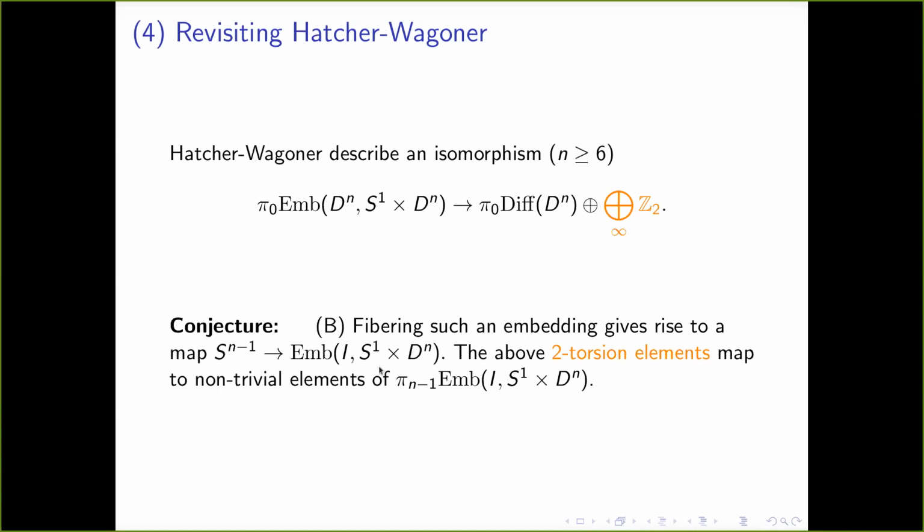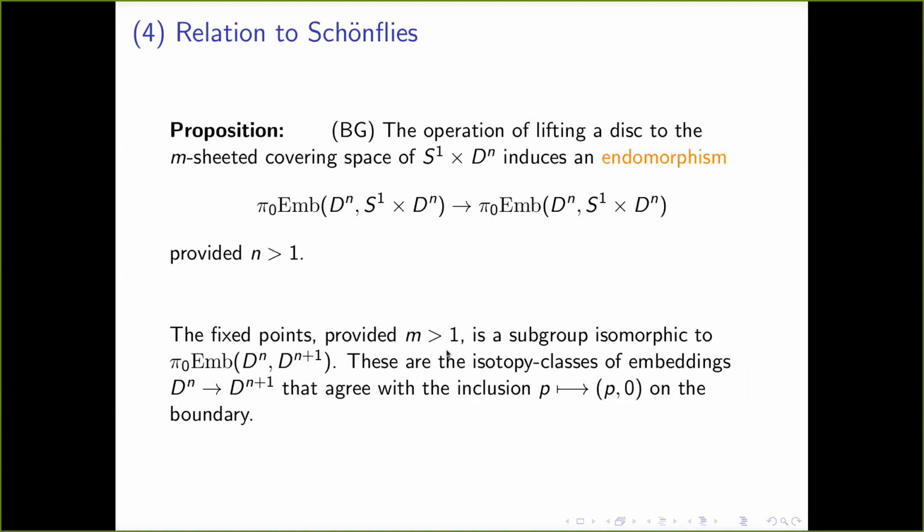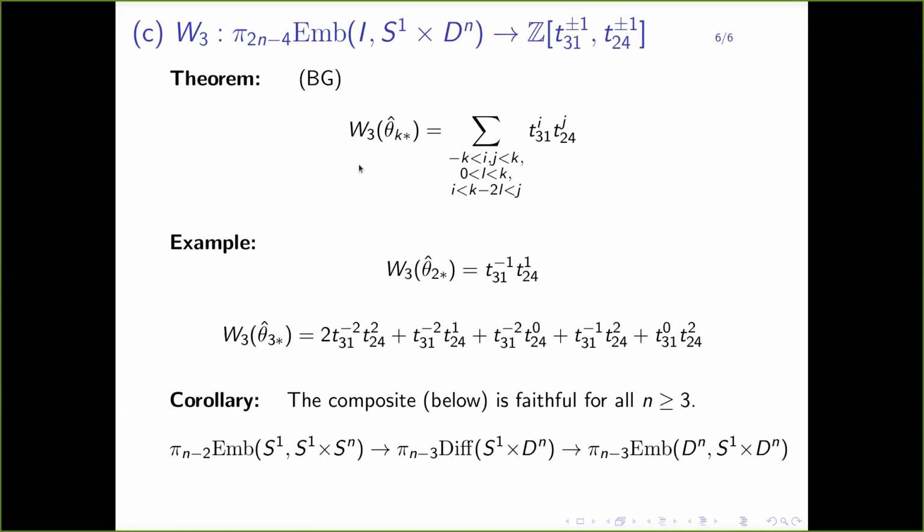So yeah, the idea is, I should go back a little bit. You've got an element of pi 2n minus 4 of this embedding space, right? That came from an element of pi n minus 3 of embeddings of the n disk in S1 cross Dn, and then you fiber that as Dn minus 1 across an interval. So n minus 3 plus n minus 1 is 2n minus 4.